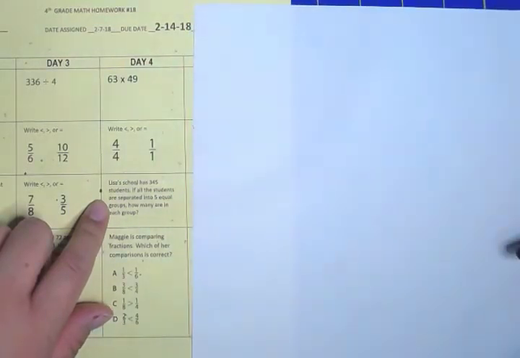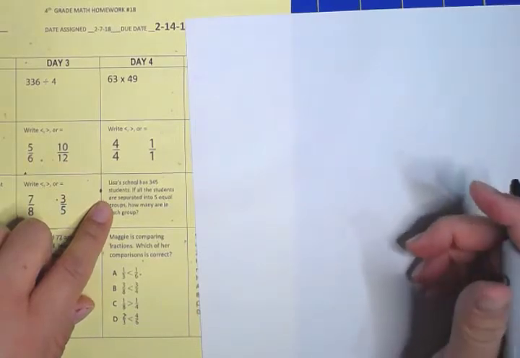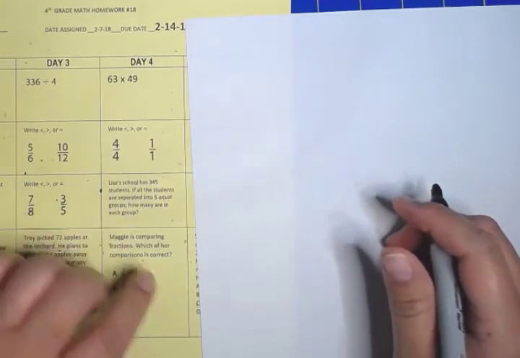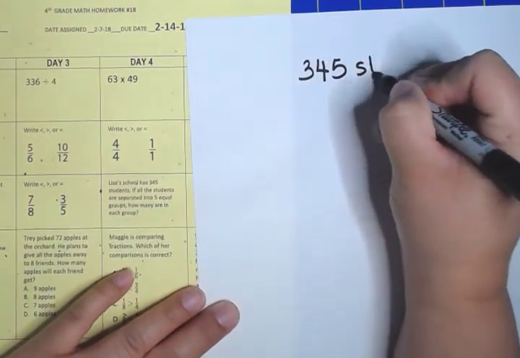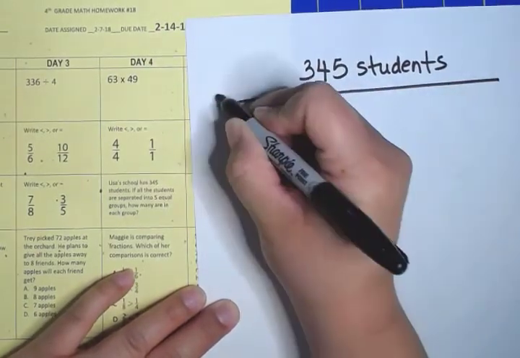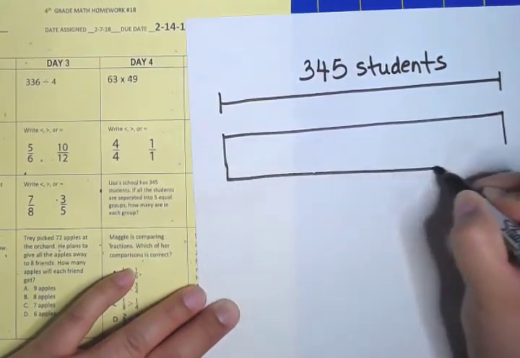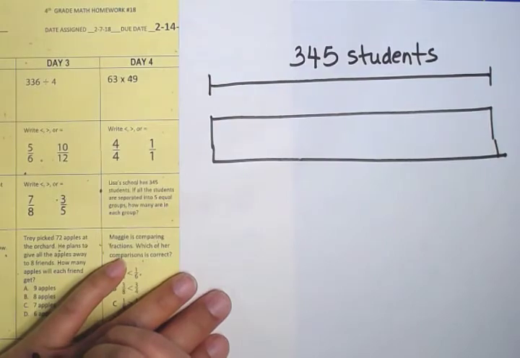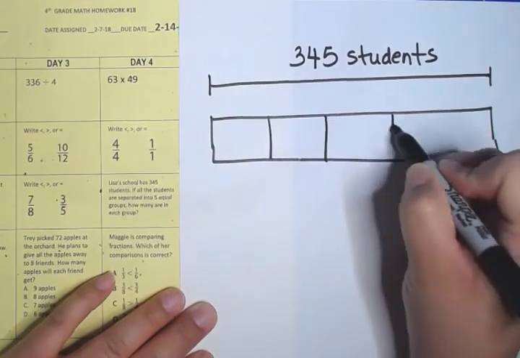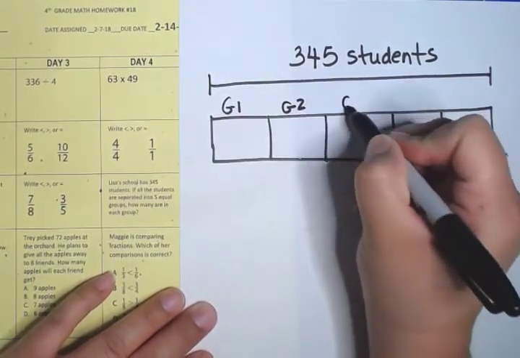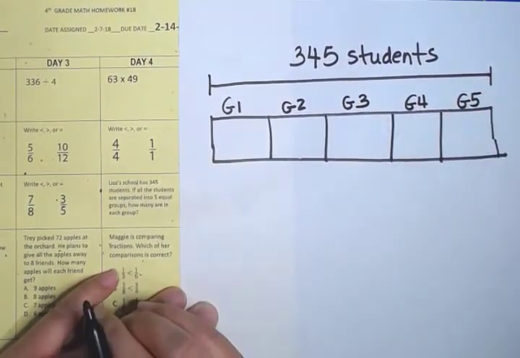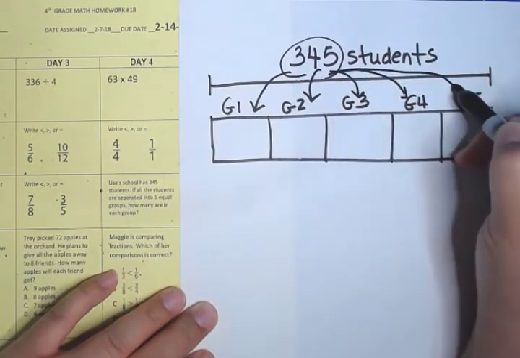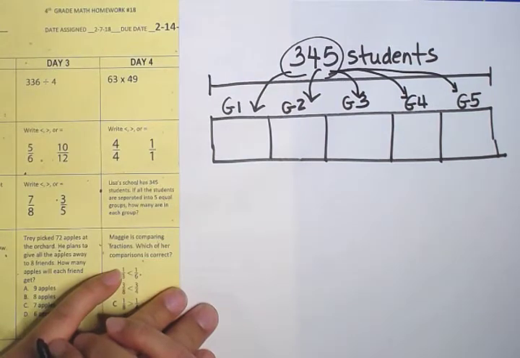Let's look at the word problem for day 4. Lisa's school has 345 students. If all the students are separated into 5 equal groups, how many are in each group? So the whole school has 345 students. Okay? So from here to here, we have 45 students. And they are going to divide these students into 5 equal groups. 1, 2, 3, 4, 5. Group 1, Group 2, Group 3, Group 4, and Group 5. So if you're going to take these students and equally put them into 5 groups, think about what you are going to do.